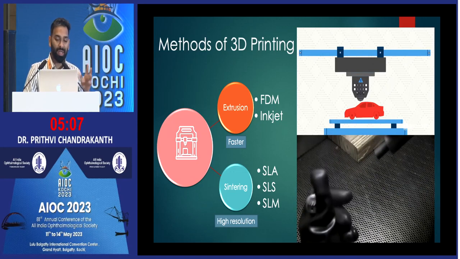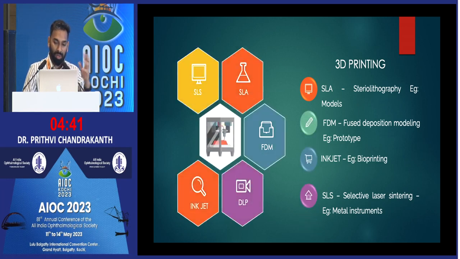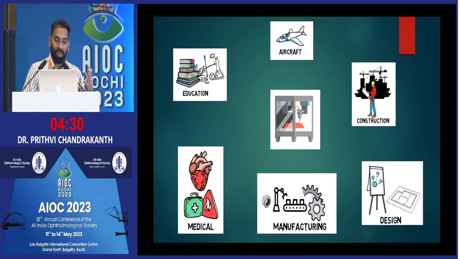And sintering is such that we have the powder in whichever material required, and the laser will deliver a little bit of heat, which will not be so much that it will melt the powder, but just enough to join the powders together to get a proper model of the design which you want. Different technologies can be used, like SLA for prototyping, FDM for prototyping, inkjet for bioprinting, SLS for metal instruments. So nowadays it's there everywhere.